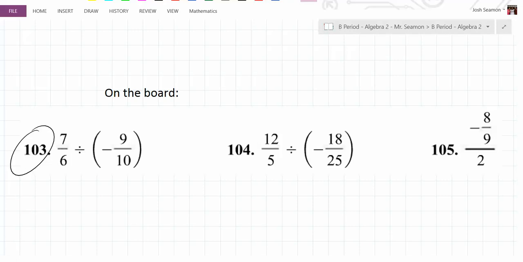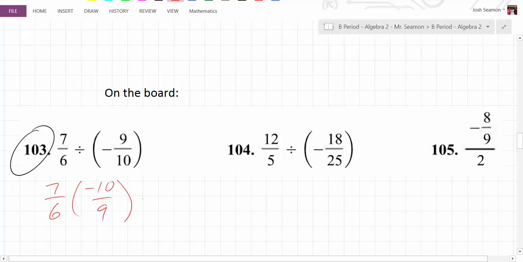So in this case, dividing by a fraction is the same thing as multiplying by the what? Reciprocal. So you have 7 over 6 times negative 10 over 9. So what do you end up with? Negative 70 over 54, and that's equal to negative 35 over 27. Leave it there. Done. Good.